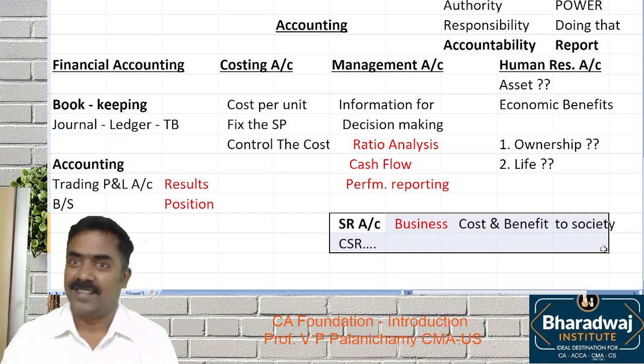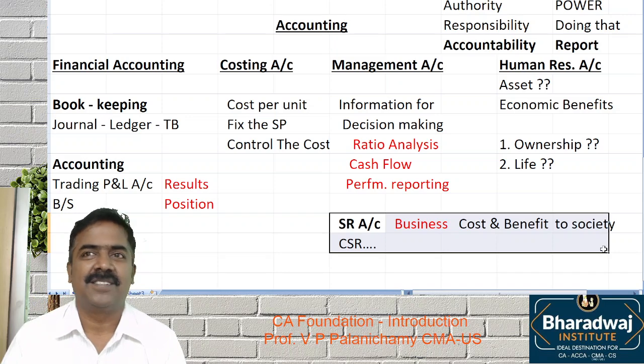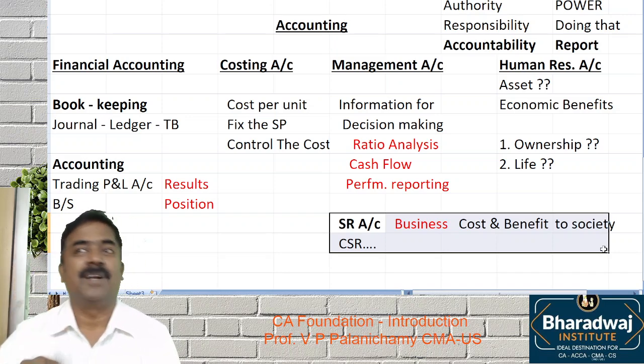250,000 people will see your status and social media news about this. What is the cost to Bharadwaj because of this? Zero. But it has a better marketing reach.